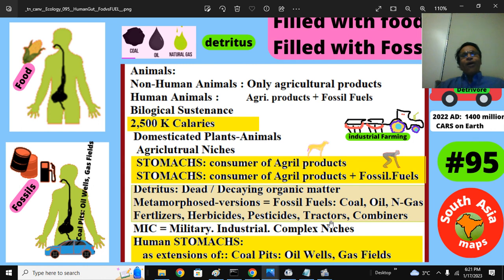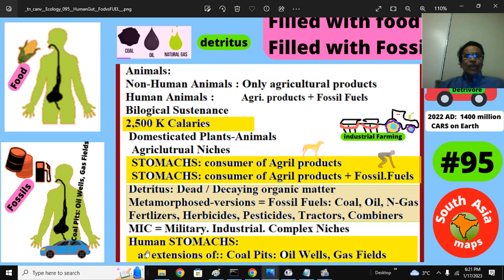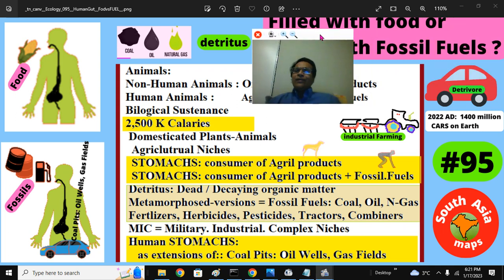So they have oil component mostly. So this is the product of military industrial complex niches, human stomachs. How have we put the car there? The car is a product of detritivore. Car is a detritivore, detritus eating.